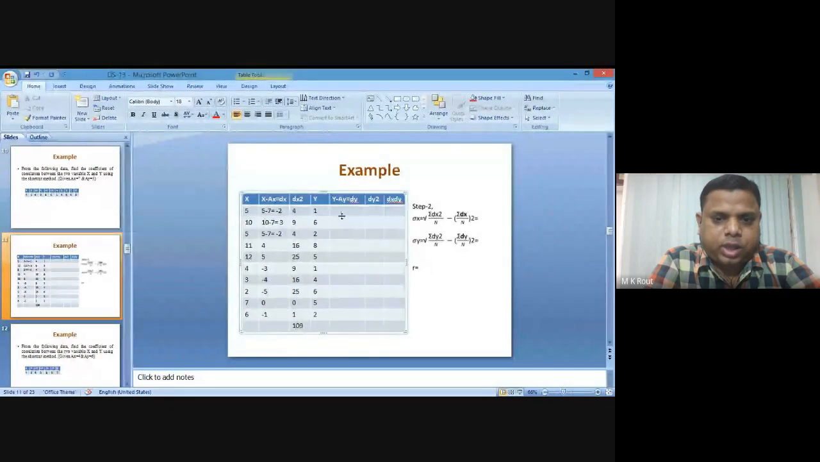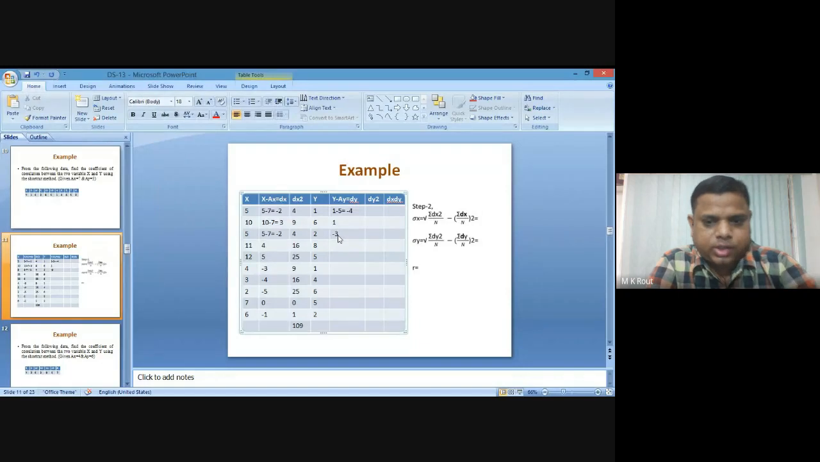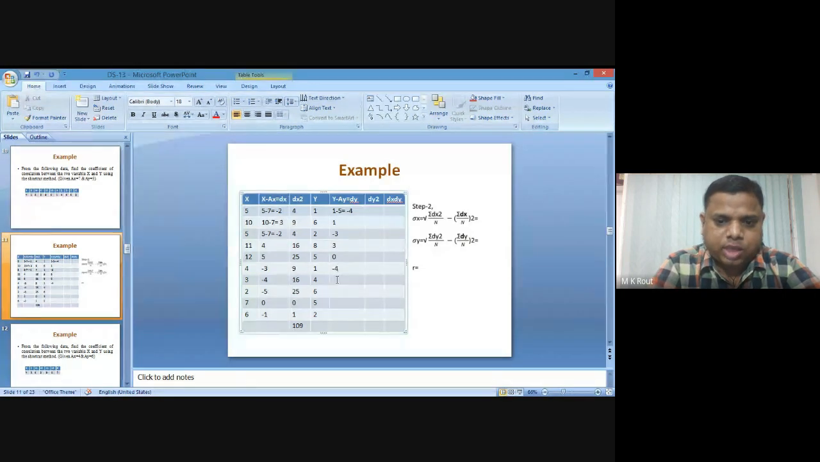Moving to the next one, calculate the deviation for the Y series, that means Y minus AY. Here AY is given as 5. That means 1 minus 5 equals minus 4. This one is 1, this one is minus 3. For your easy understanding, I will type this. 8 minus 5 is 3. 5 minus 5 is 0. 1 minus 5 is minus 4. 4 minus 5 is minus 1. 6 minus 5 is 1. Again 5 minus 5 is 0. And 2 minus 5 is minus 3.